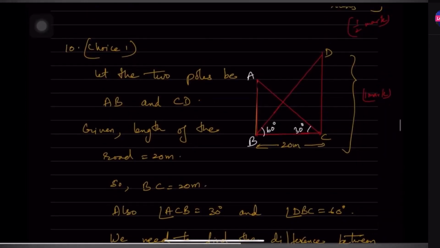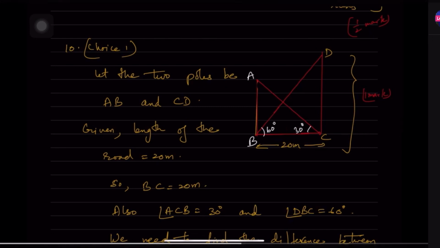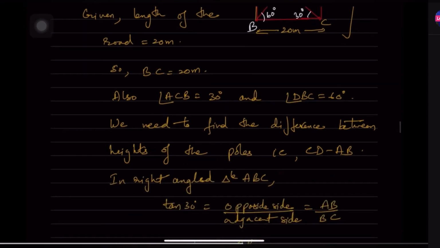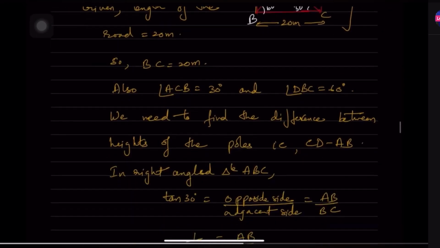Here now you can see that let the two poles be AB and CD. Given length of the road is 20 meters. So BC is equal to 20 meters. Also angle ACB is equal to 30 degrees. Angle DBC is equal to 60 degrees. So we need to find the difference between the heights of the poles, that is CD minus AB.